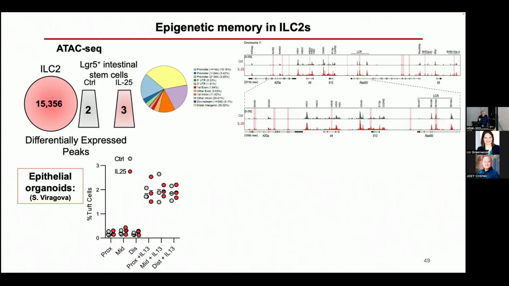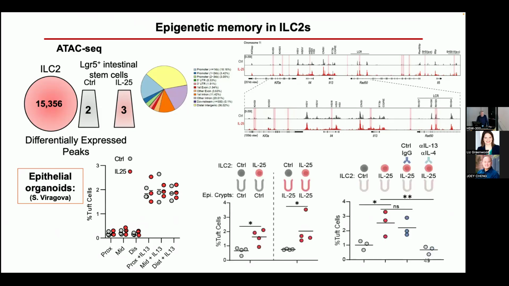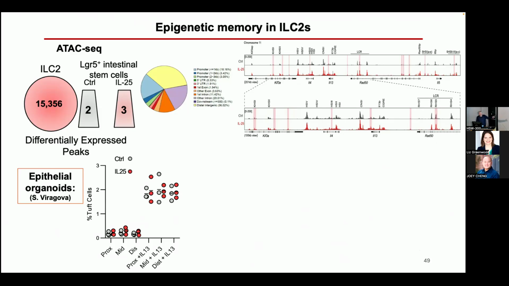And the telling point was that these cells, here with Sarah Varagova's help, grew in organoids identically, whether we made them from proximal, middle, or distal gut, from mice that had gotten IL-25 or not. If the memory was in the stem cells, we would have expected to see a lot of tuft cells. And they had no different sensitivity to IL-13. We could induce tuft cells.